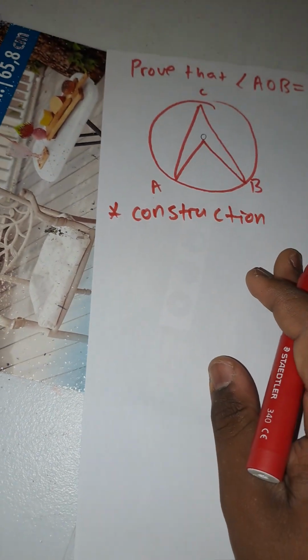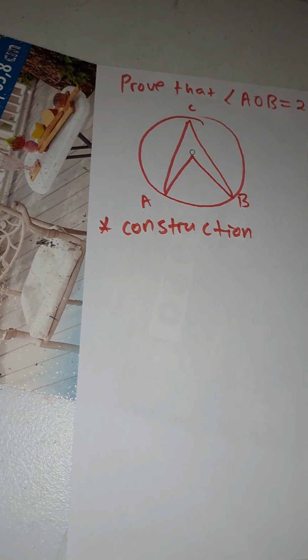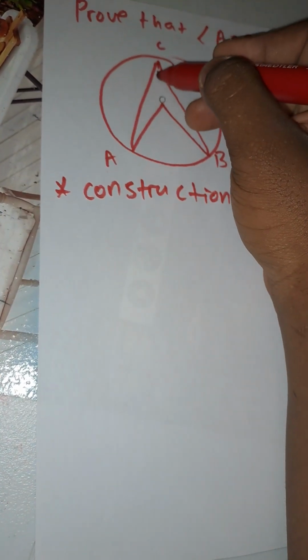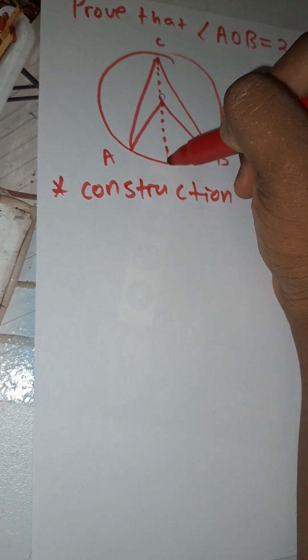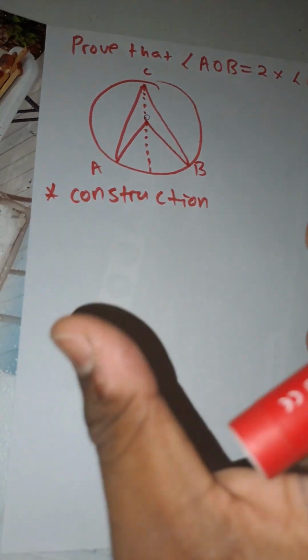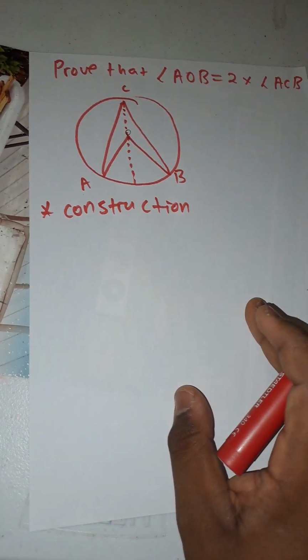Whereby I'll have to construct a vertical line, which is what? OC and OA. The line must be like this, which must cut the triangle into 2 parts. Okay, so it is construction.